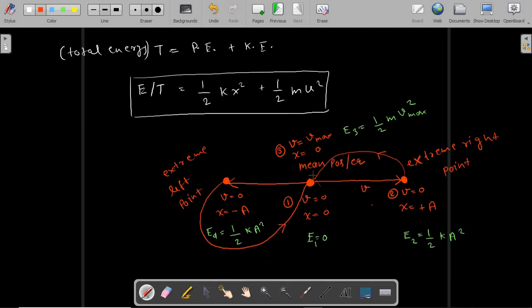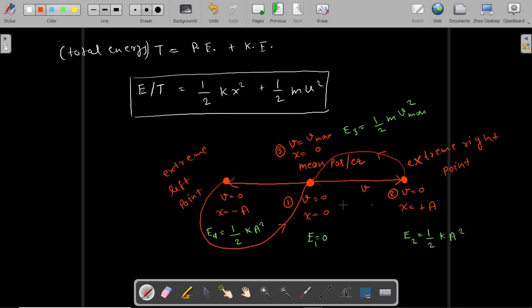Okay? It will go back to the same position again. So V is equal to 0 and x is equal to 0. Now at this point, since one cycle is repeating, one cycle is completed. So V will be 0 and x will be 0.